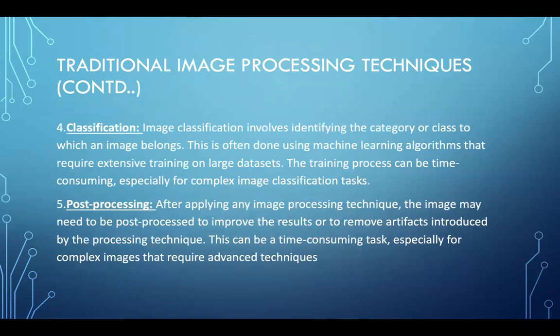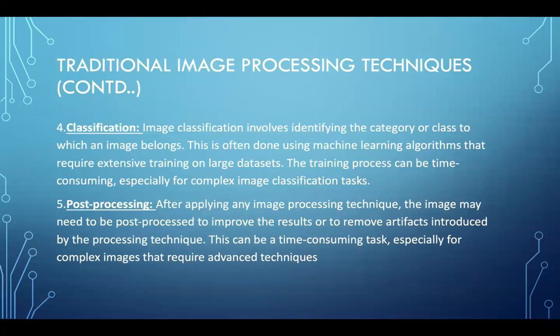Classification. Image classification involves identifying the category or class to which an image belongs. This is often done using machine learning algorithms that require extensive training on large data sets. The training process can be time-consuming, especially for complex image classification tasks.